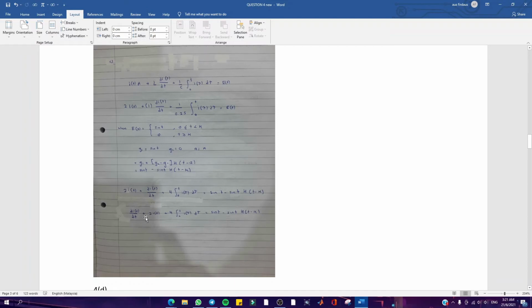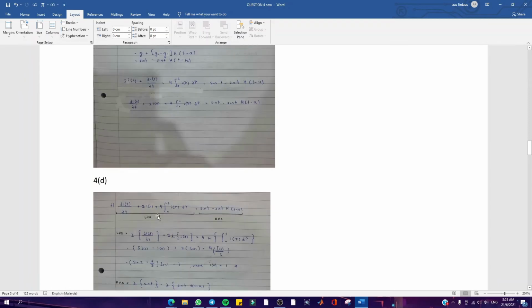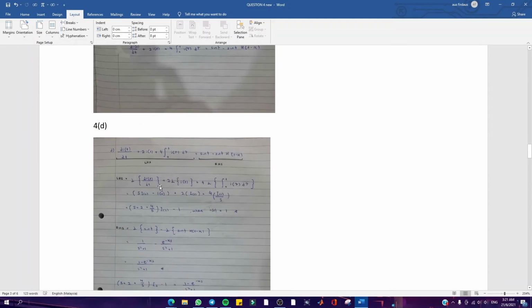And then lastly, we can get the answer is di over dt plus 2i(t) plus 4 integral i(tau) with limit 0 to t equal to sine t minus sine t u(t minus pi). So here we have shown the answer is the same as the question.